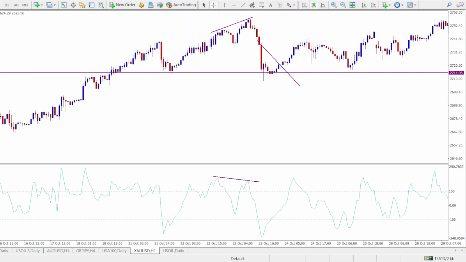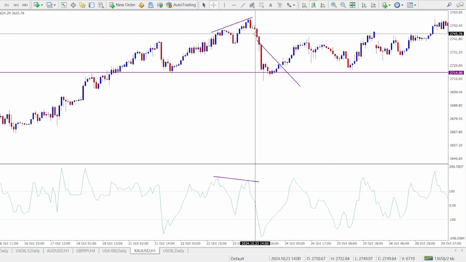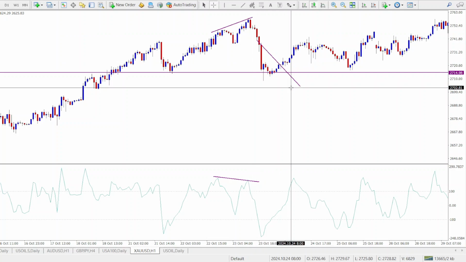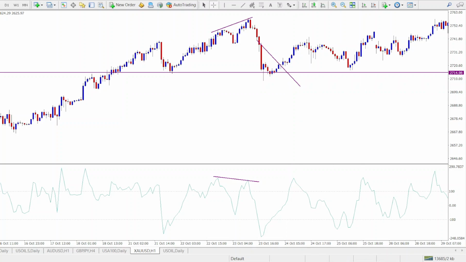So it's quite an easy strategy to use. But please make sure that you always get your confirmation. You can use confirmations from candlestick patterns or chart patterns, or you can even use any other indicator of your choice to confirm your entries and your exits also. It is very important.